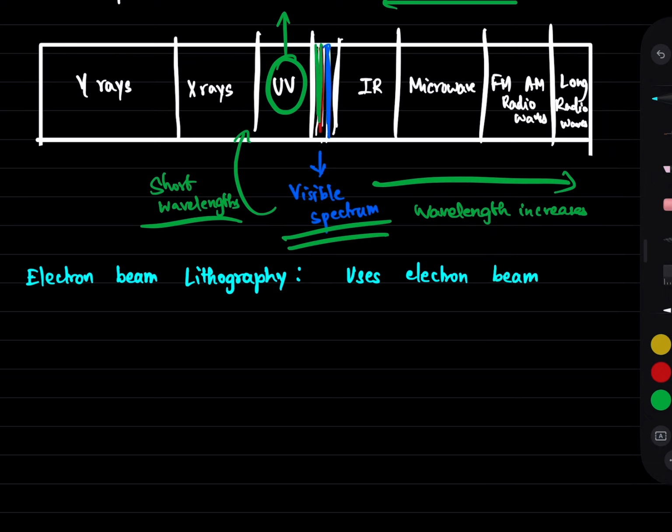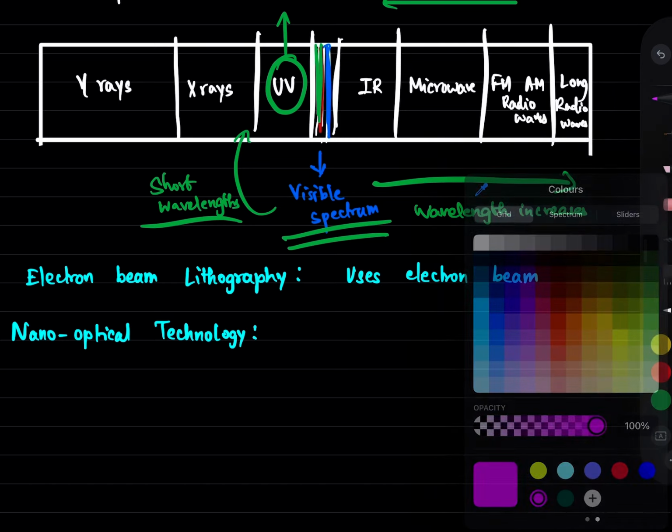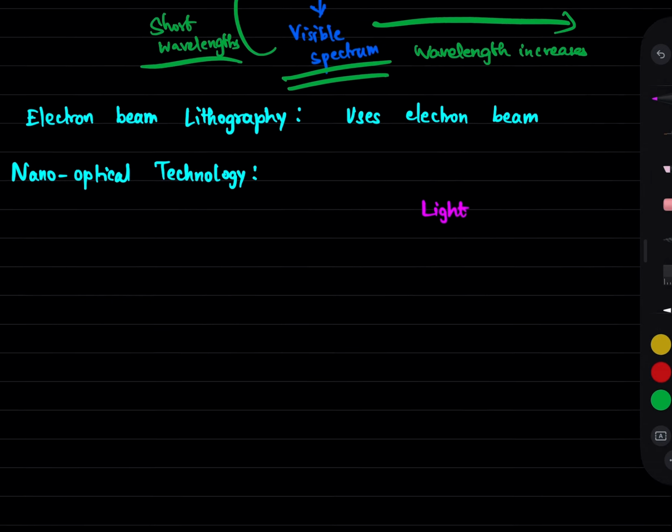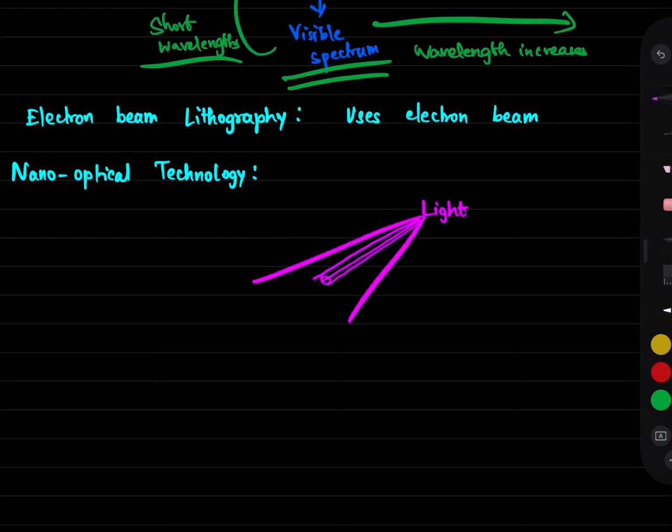Another example of advanced lithography techniques is nano-optical technology. So what is nano-optical technology? Light is taken, and we are going to use nano elements, and we are only going to make the light pass through this element. The light can be big, but only the light which is passing through this narrow element is focused onto the silicon wafer, thereby creating a smaller version.